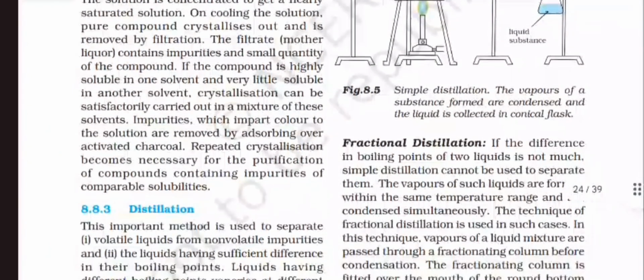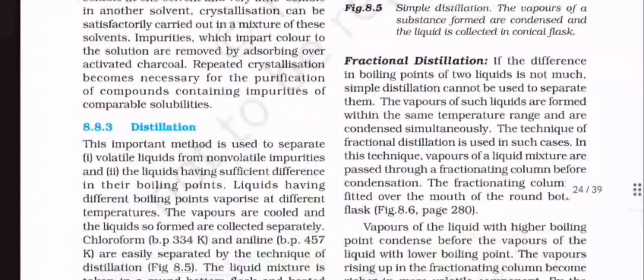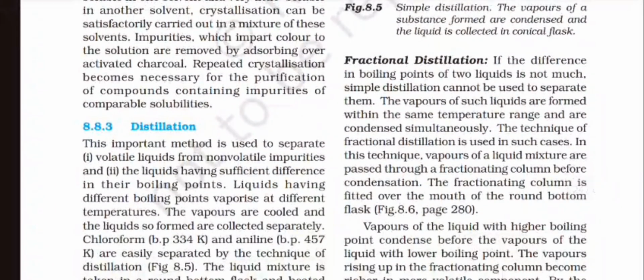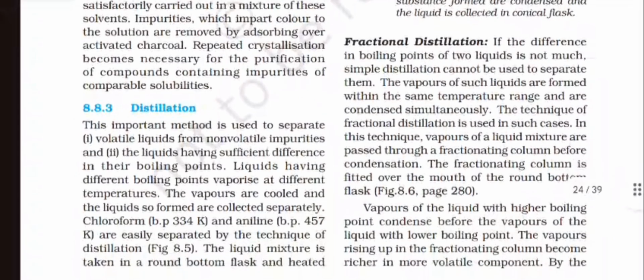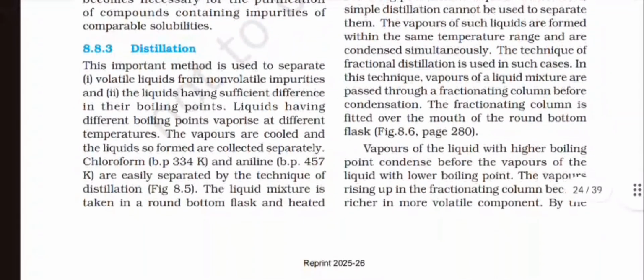If the compound is highly soluble in one solvent and very little soluble in another solvent, crystallization can be satisfactorily carried out in a mixture of these solvents. Impurities which impart color to the solution are removed by adsorbing on activated charcoal. Repeated crystallization becomes necessary for purification of compounds containing impurities of comparable solubilities.